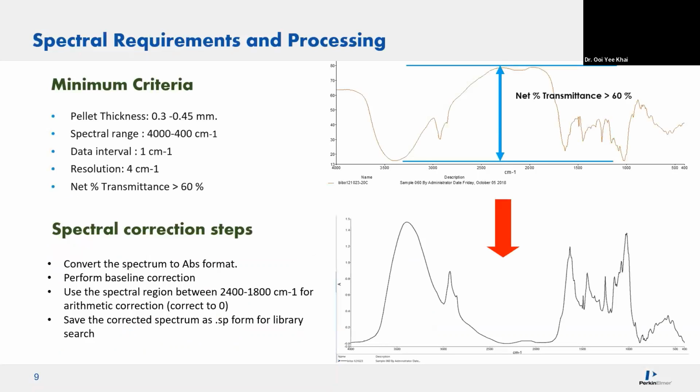As for the data processing, there are some spectral requirements and spectral correction steps required to ensure the highest accuracy obtainable. The pellet thickness falls within 0.3 to 0.45 millimeters. As for the spectral correction steps, firstly, convert the spectrum from transmission to absorbance format. Secondly, perform baseline correction. Then, use the spectral region between 2400 to 1800 wave number for arithmetic correction, correct to 0. Thirdly, save the corrected spectrum as .sp format for library search.